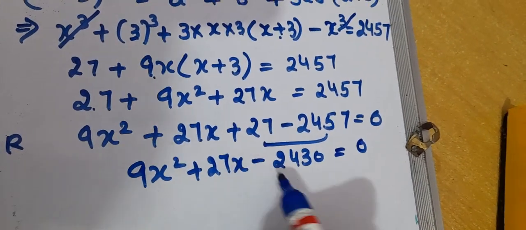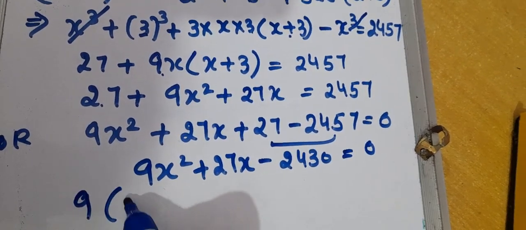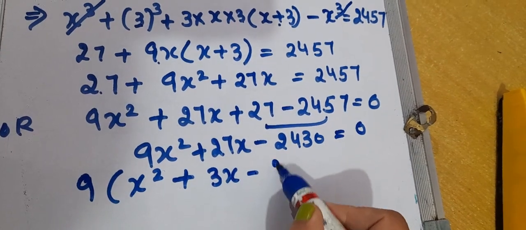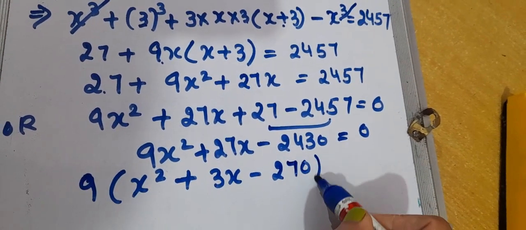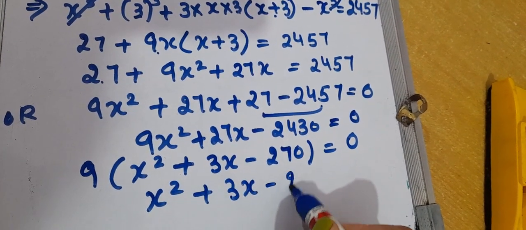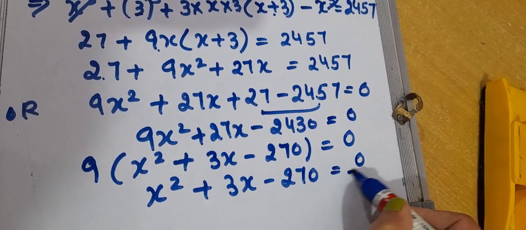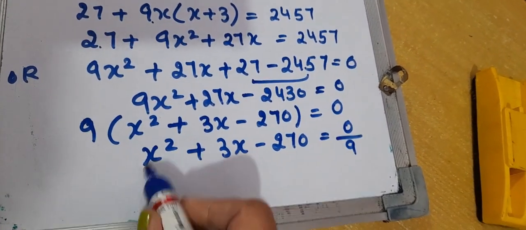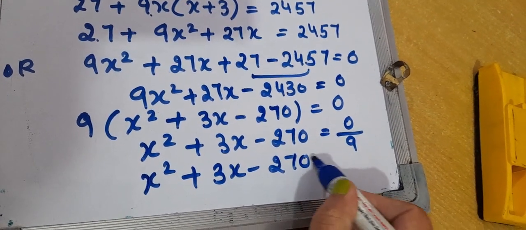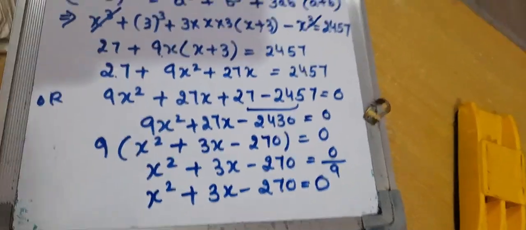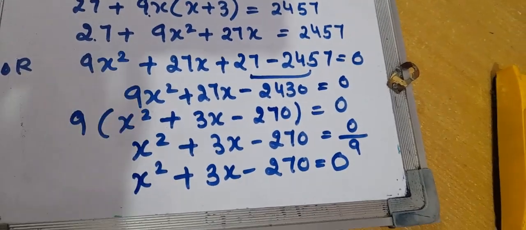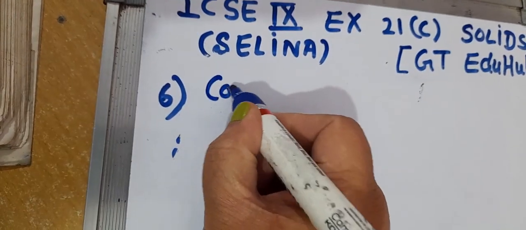Now take 9 common. You get x square plus 3x minus 270 equals to 0 over 9. Or x square plus 3x minus 270 equals to 0. So solving this you get x square plus 3x minus 270 equals to 0. Now we get a quadratic equation. We will solve this and then we will get the value of x. Let's continue question number 6.